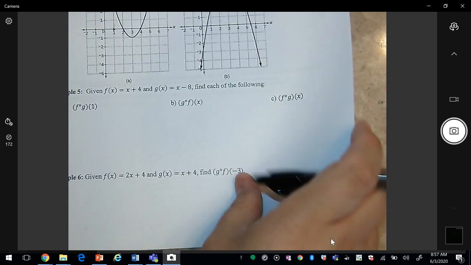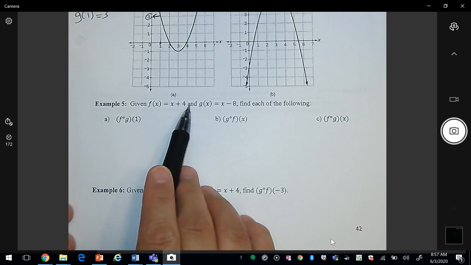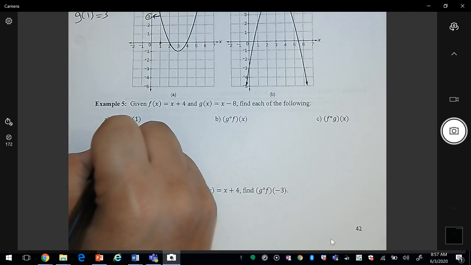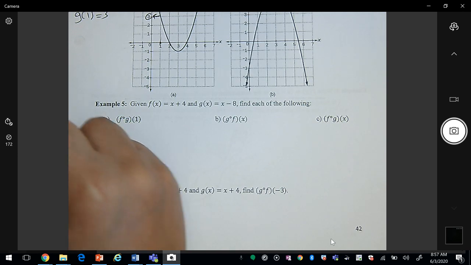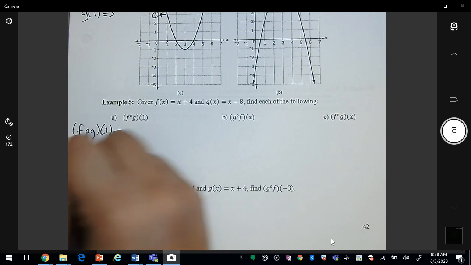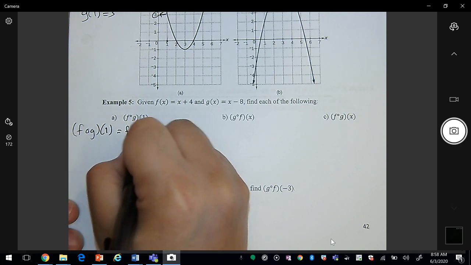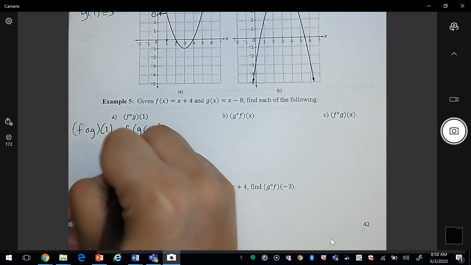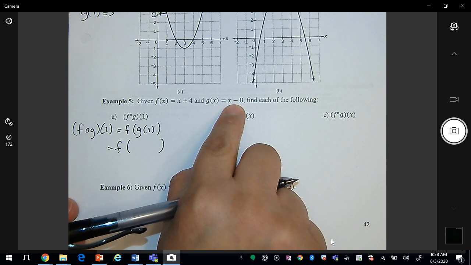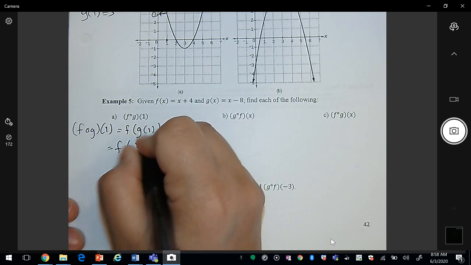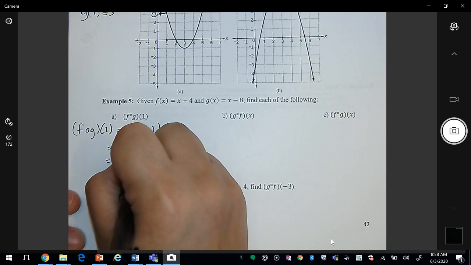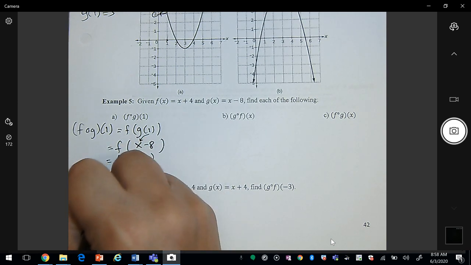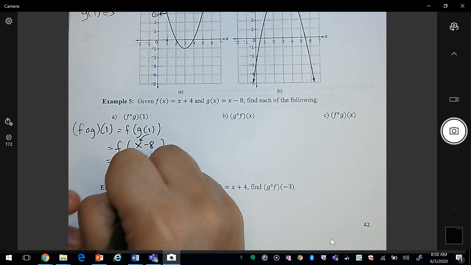Given f of x is x plus 4, and g of x is x minus 8, find each of the following. First, you want to rewrite this the way it's defined. So f composed of g of 1, the first function goes on the outside, and then the second function goes on the inside. So we want to evaluate g of 1. That means we're working with a g function. The g function is x minus 8. And so for the x, we're going to substitute the 1. So 1 minus 8 is negative 7.